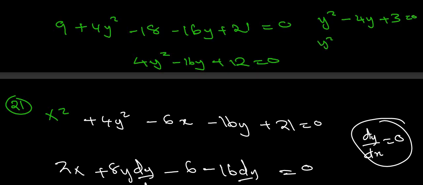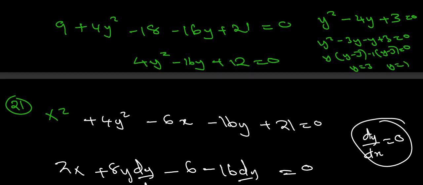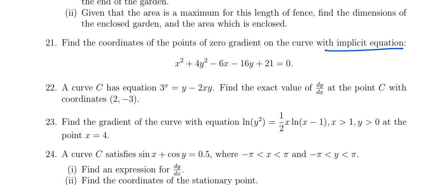So you have y squared minus 3y minus y plus 3 is equal to 0. That's (y minus 3)(y minus 1) is equal to 0. y is equal to 3 and y is equal to 1. So the points we want are (3, 3) or (3, 1). These are the 2 points where the gradient can be 0. That's the answer to your question number 21.